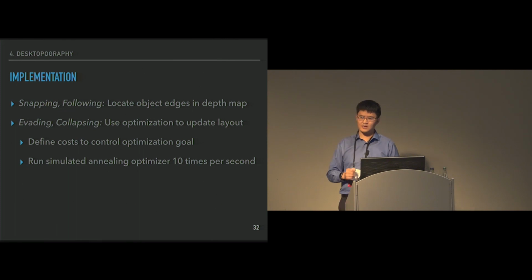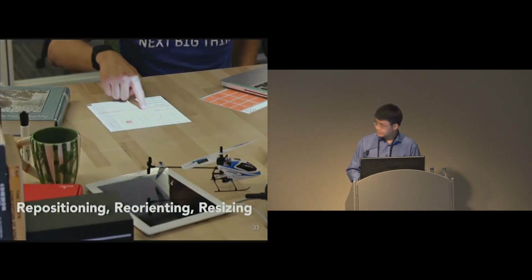And it supports evading collapsing by using an optimization method, sort of like what Anna was talking about, to deal with actual changes in the environment. This is by defining different costs and penalties, by saying, don't put interfaces over top of physical objects that already exist. It'll continually try to update the layout of the environment to deal with any changes in the environment. And so this is what it kind of looks like in practice.